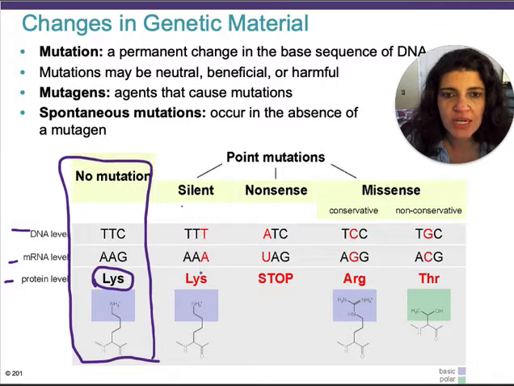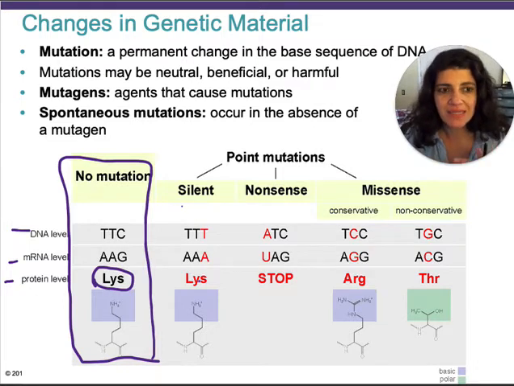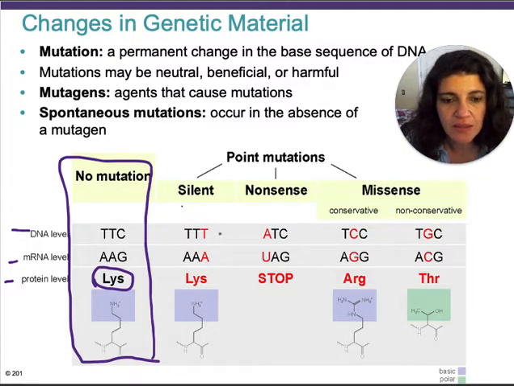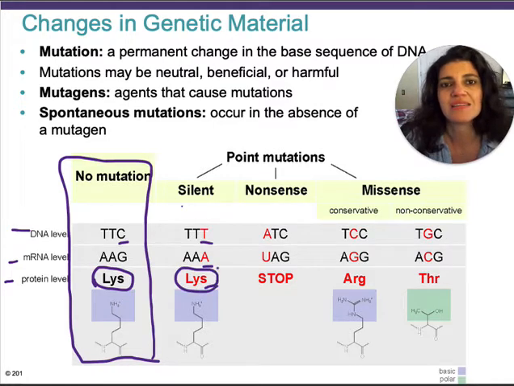Remember that the genetic code is redundant. It's called degenerate. So there are some bases that are changed in the three-base codon system that don't change the amino acid. For example, TTC codes for lysine, but TTT also codes for lysine. So if I change this C to a T, and then I have an A at the mRNA level, I still have lysine in the end.